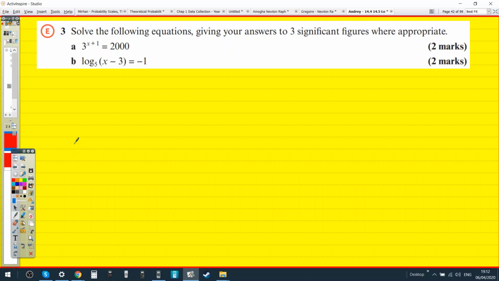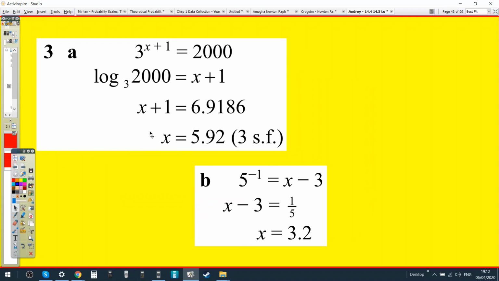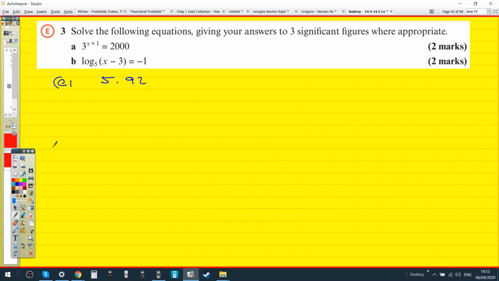It just takes a bit of time to load. So I got 5.92. So A is 5.92, 5.92 to 3 sig fig. Try putting B into your calculator. Okay.